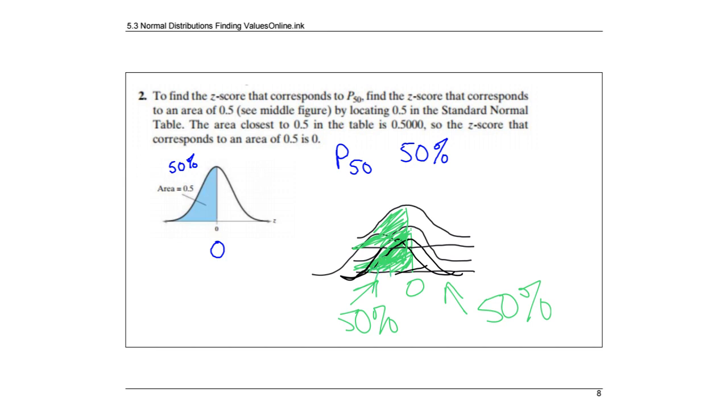So on this side would be 50%. I have a 0 here for the mean. On this side, I would also have 50% because of symmetry. And therefore, my z-score is actually going to be 0 for this problem.